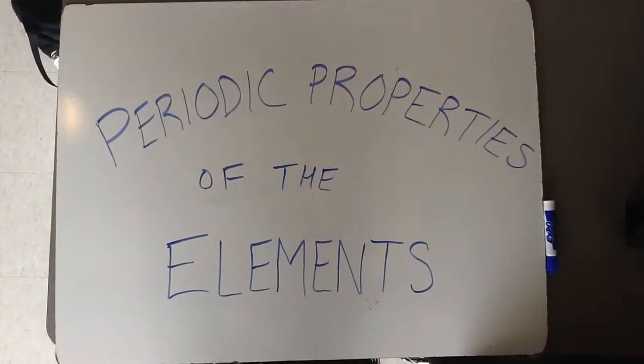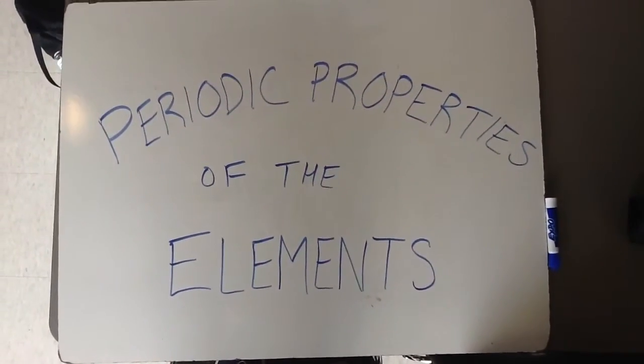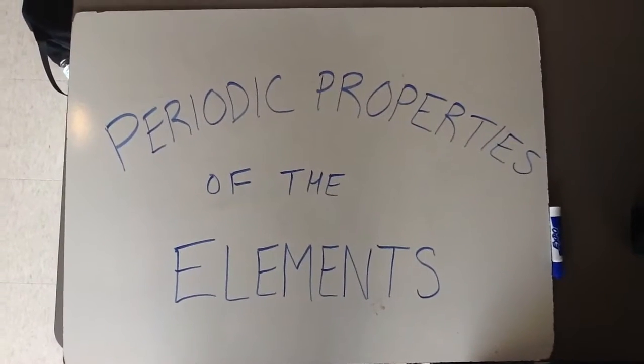I'm Gerald, and we're going to be going over Chapter 7 for AP Chemistry. If you guys are having trouble, we're here to help you. This is Chapter 7 of AP Chemistry, Periodic Properties of the Elements.